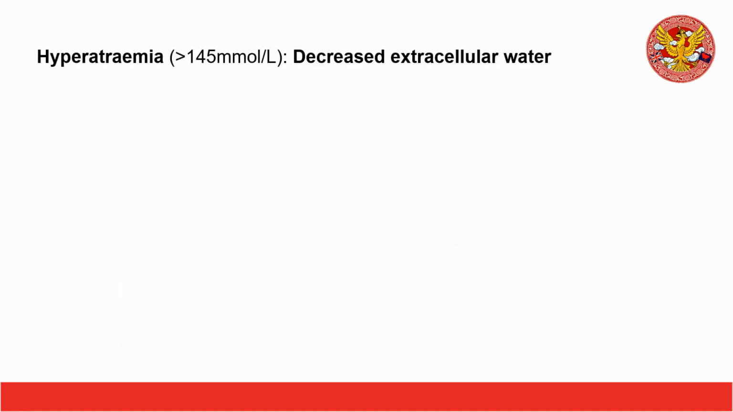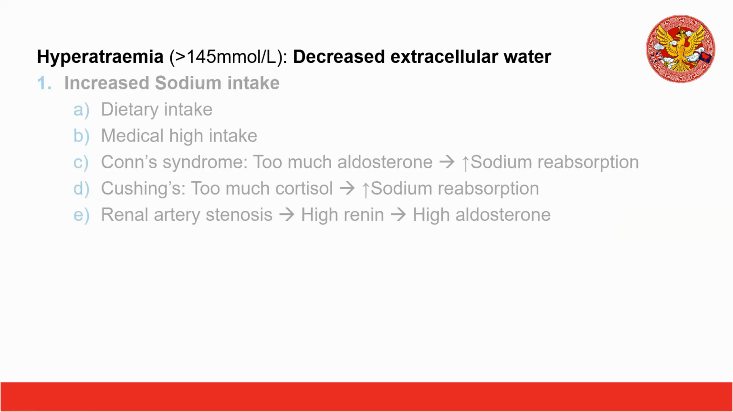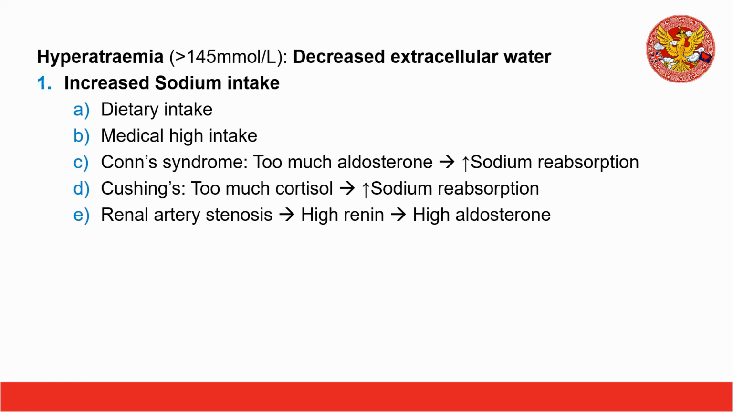So we're going to go on the opposite end of the spectrum, your hypernatremia. And here you need to think more about a decrease in your extracellular water. I like to broadly categorize it into two main things. So you either have an increase in sodium intake, you're eating too much sodium, so eating too much salt, or high medical intake, so being on saline, for instance.